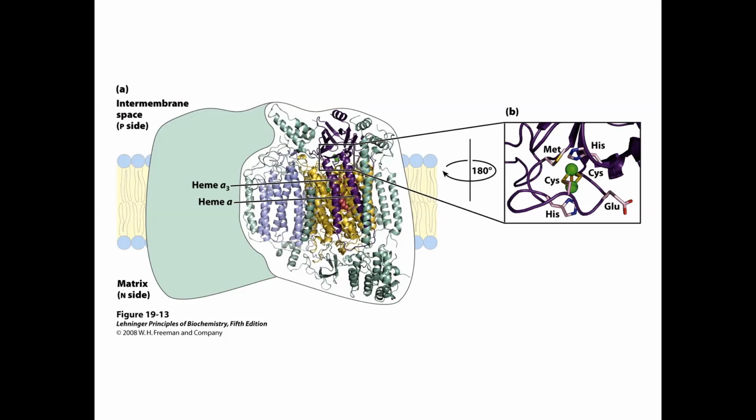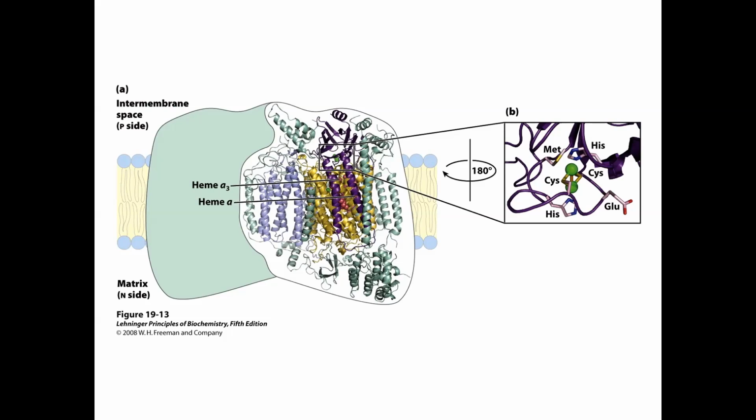So cyanide is quite poisonous. It was used, unfortunately, by the Nazis in World War II in the gas chambers. Zyklon B is essentially hydrogen cyanide.